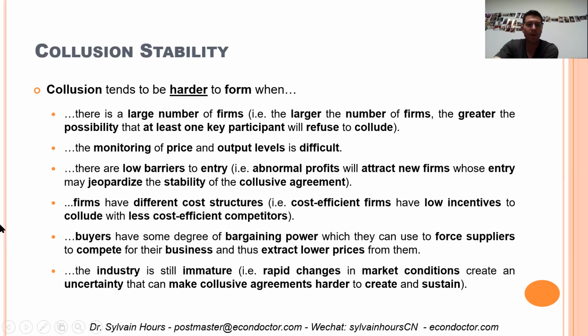And if you have an industry that is immature, which means that things change very fast, so you have rapid changes in market conditions, this creates uncertainty. And of course, if you have more uncertainty, it's more difficult to achieve a collusive agreement that is going to be stable over time. It's going to be difficult to reach an agreement simply because we don't really know what's going to happen in the future. Okay, so you have these different elements that make it more difficult for a collusive agreement to hold, to remain stable over time in an oligopolistic market.